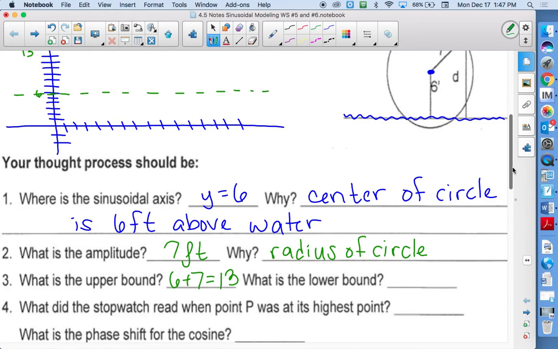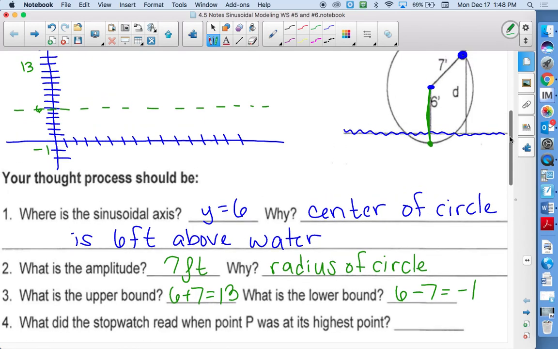So if it spins around, how far below the center? Still 13 feet. So the radius is this whole distance. This part is 6 feet above water. How much extra space would it be then underneath the water? 1 foot. So the lowest point would be the 6 current feet that it is above water minus the radius of 7. And that would be at -1. So our lowest value would be at -1.